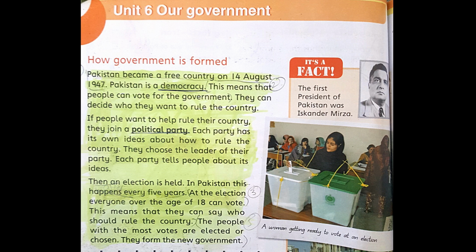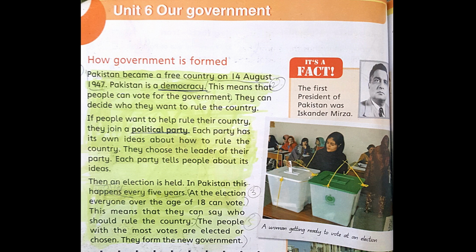Pakistan became a free country on 14 August 1947. Pakistan is a democracy. This means that people can vote for the government. They can decide who they want to rule the country. If people want to help rule their country, they join a political party. Each party has its own ideas about how to rule the country. They choose the leader of their party. Each party tells people about its ideas.